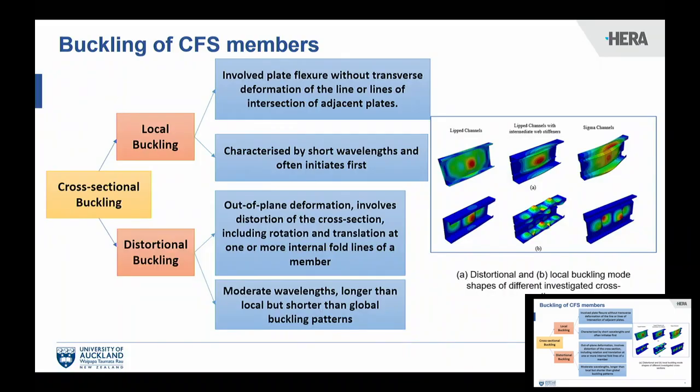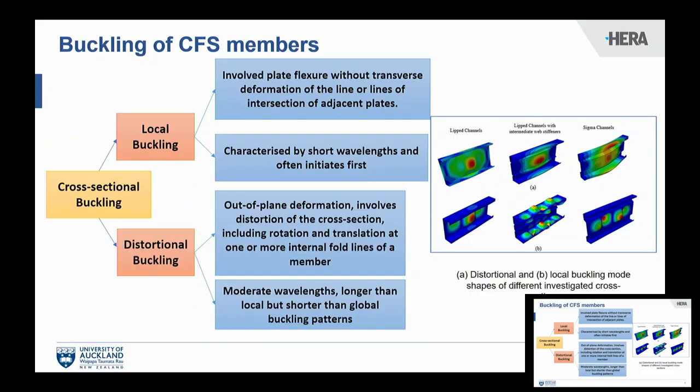The low buckling resistance of cold-formed steel limits its strength and ductility, so these members may have limitations under high applied loads. There are three kinds of buckling. On the cross-sectional side, we have local buckling and distortional buckling.